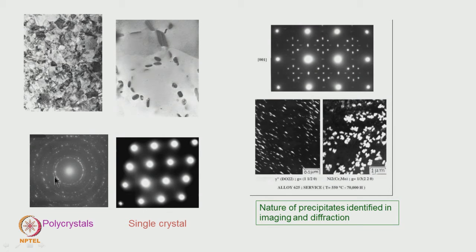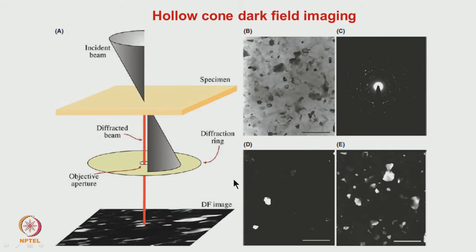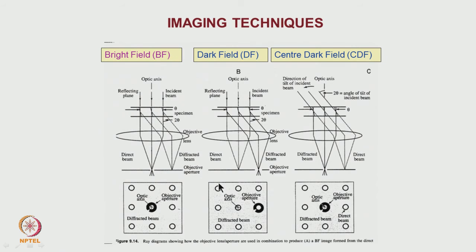So, what is the other way in which we can increase the speed of observation or the speed of recording of the images? This is done using a technique which is called the hollow cone technique. If you remember, here we have taken only this diffraction pattern, which is essentially coming because the beam is tilted like this. Okay, so this is what it is coming.